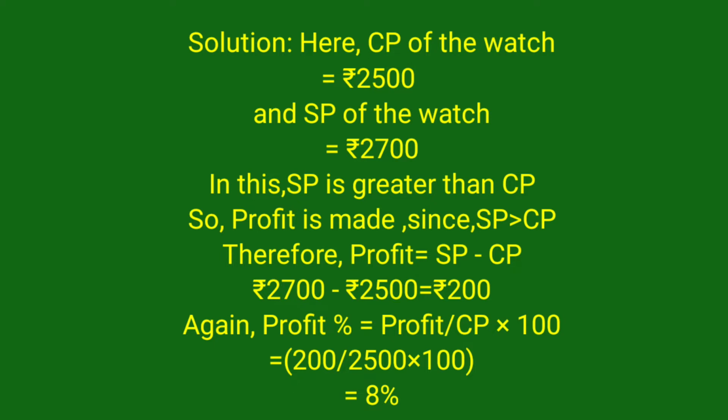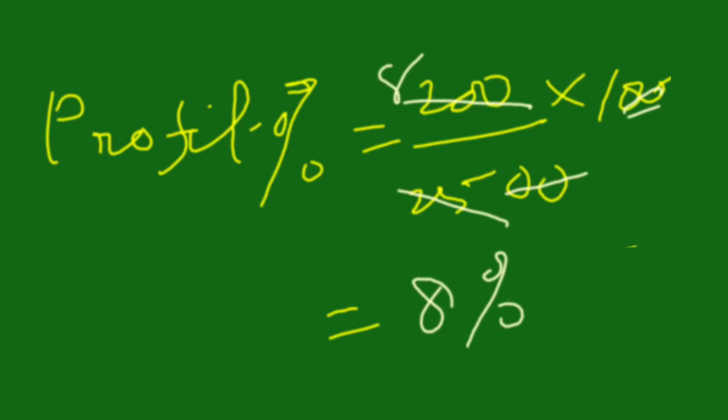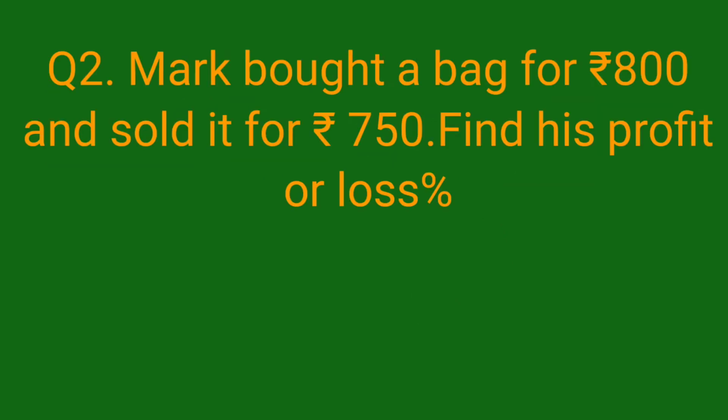That means 2700 rupees minus rupees 2500 equals 200 rupees. Again, profit percent: here is the profit, 8% profit. I have done the working on the board so that you do not have any confusion. 200 rupees profit out of your cost price, that is CP, 2500, into 100, and thereby you got 8%.